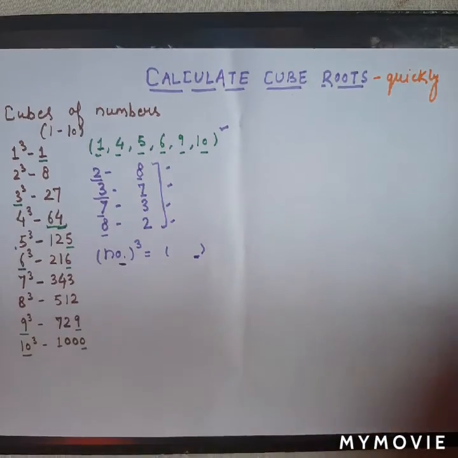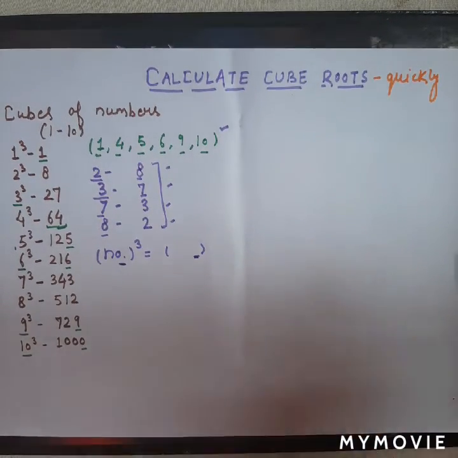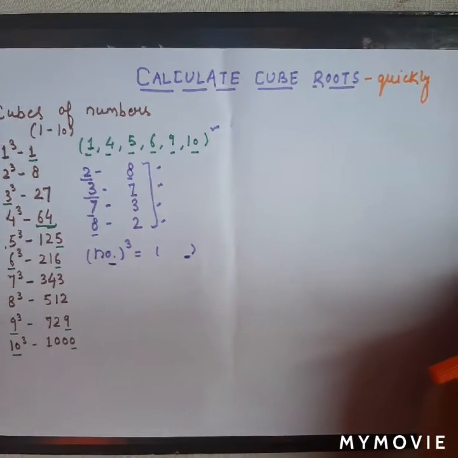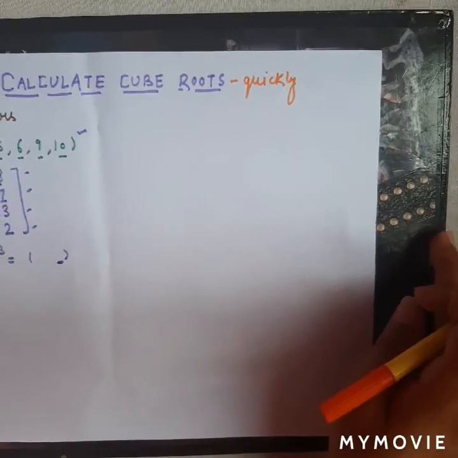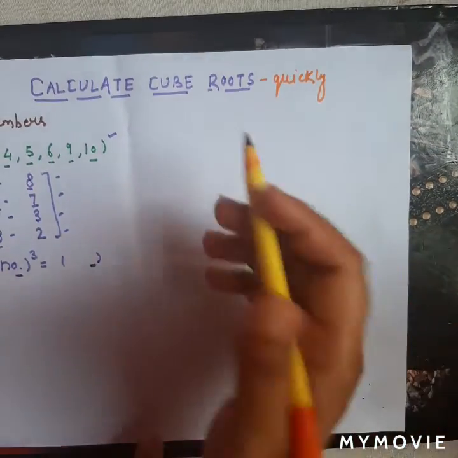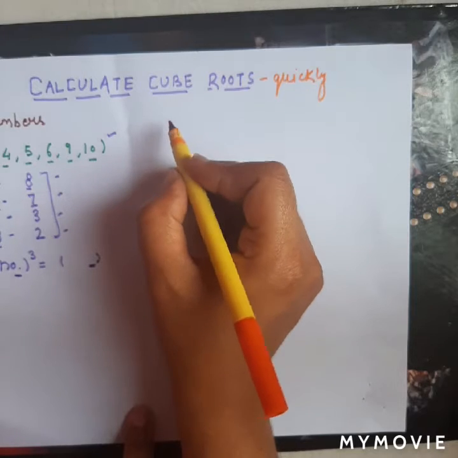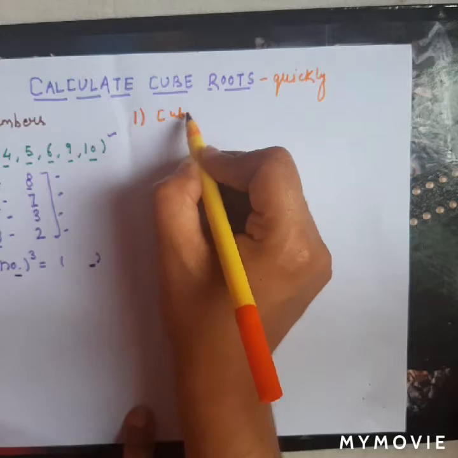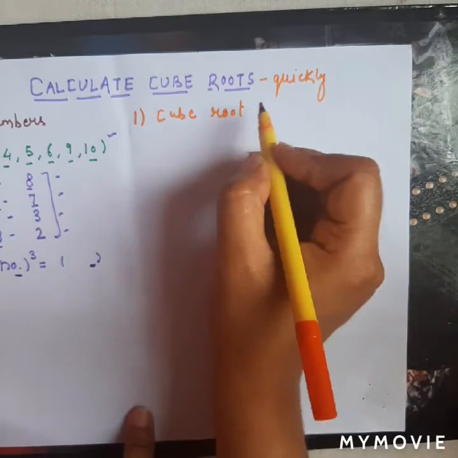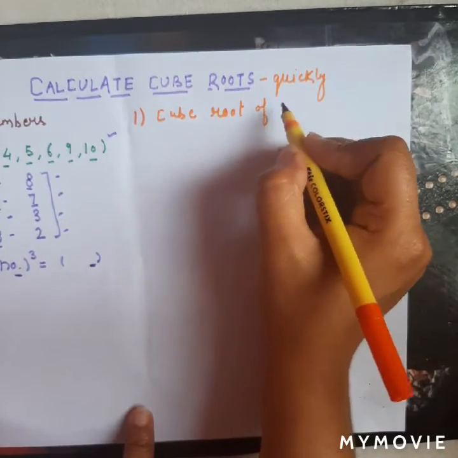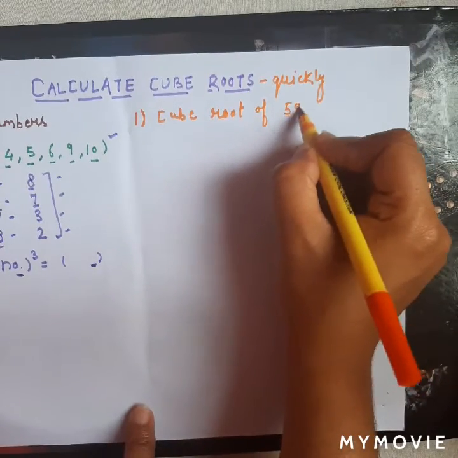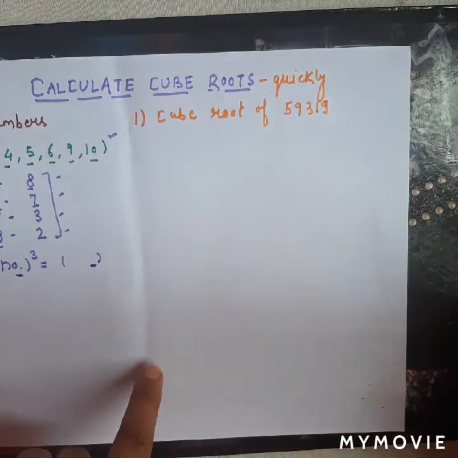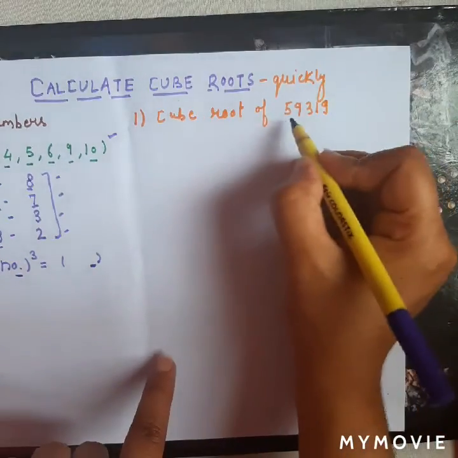Okay, now let us move towards the method of finding cube roots quickly, and I would like to explain this method with an example. We need to find the cube root of 59319. This is the number. Fine. Here we have to find its cube root.